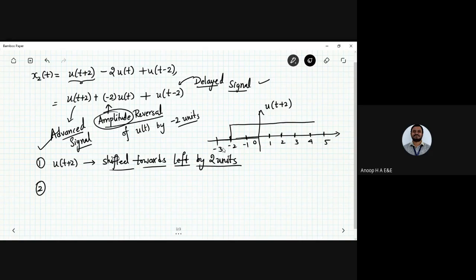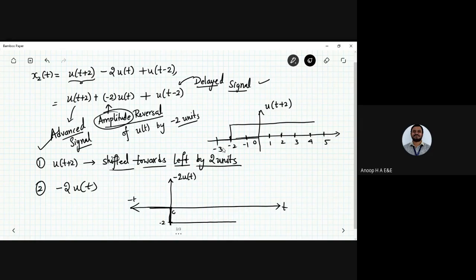Next one, what do I need to sketch? I need to sketch minus 2 times u of t. So I'll be having the time axis here. So this is minus 2 times u of t. At 0 it is going to have minus 2 as the amplitude, and it is going to be like this. So it's going to drop to minus 2 at t equal to 0, and for t greater than or equal to 0 it is minus 2.